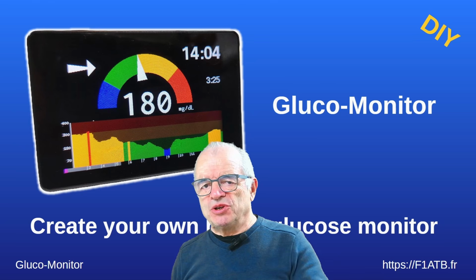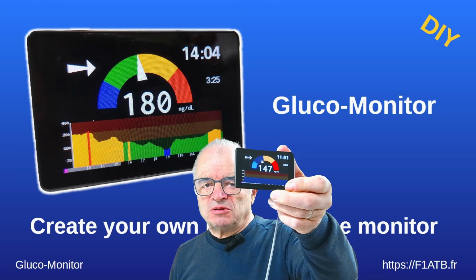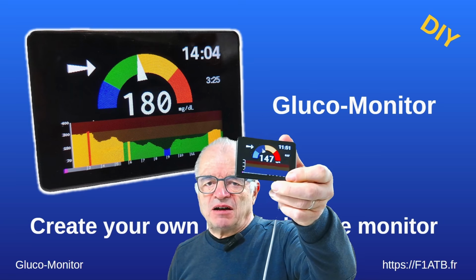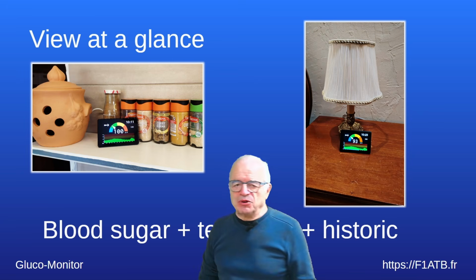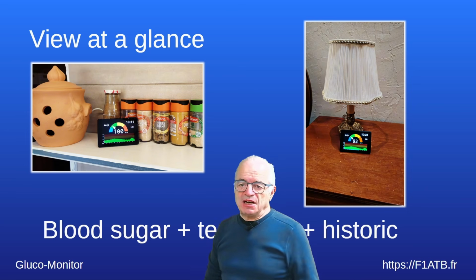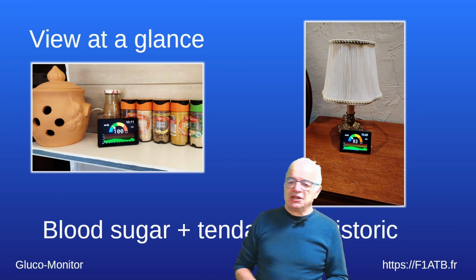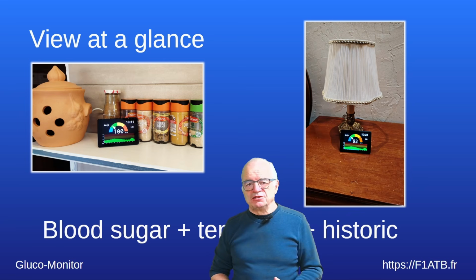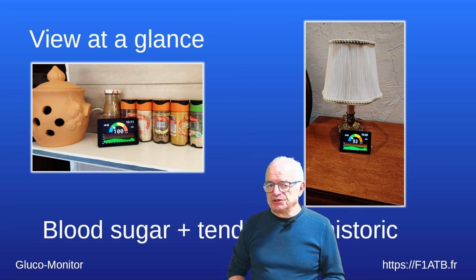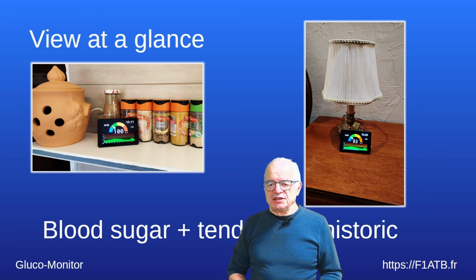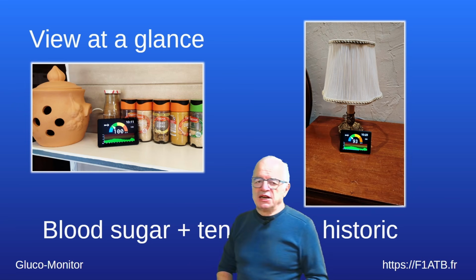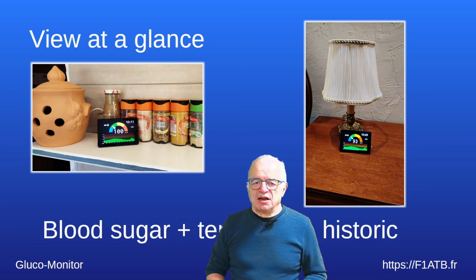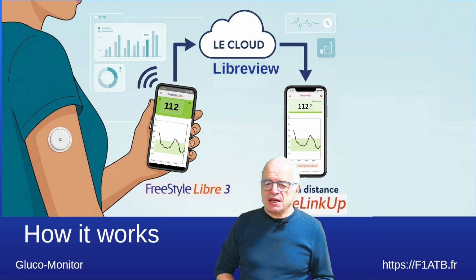Gluco-Monitor is a display which allows you to follow continuously the glycemia of anybody. This system allows you to view at a glance the blood sugar, the tendency of this parameter, and also the historical values of the blood sugar during around 10 hours. You can install it in any place in your home, for example in the kitchen or in your sleeping room. By this way you will be able to have a quick glance at any time on the last value of the blood sugar.